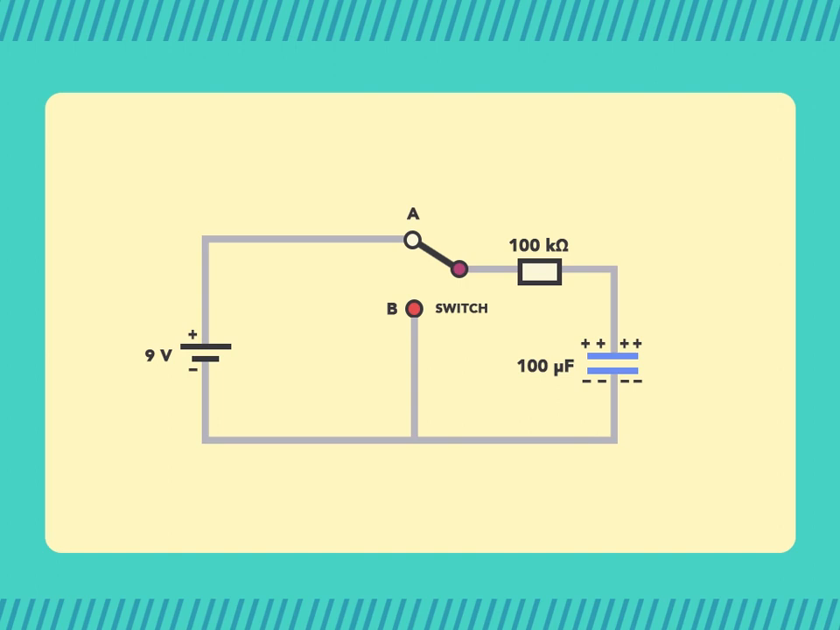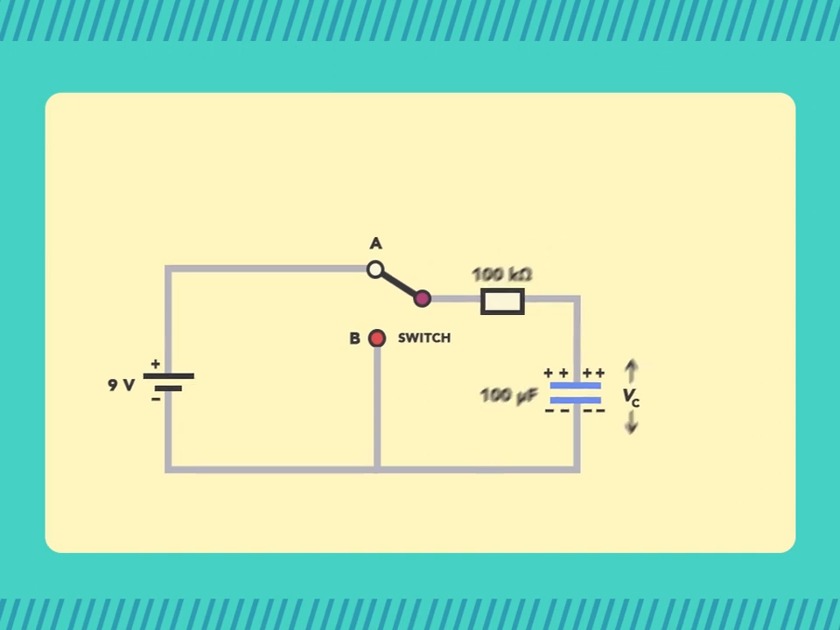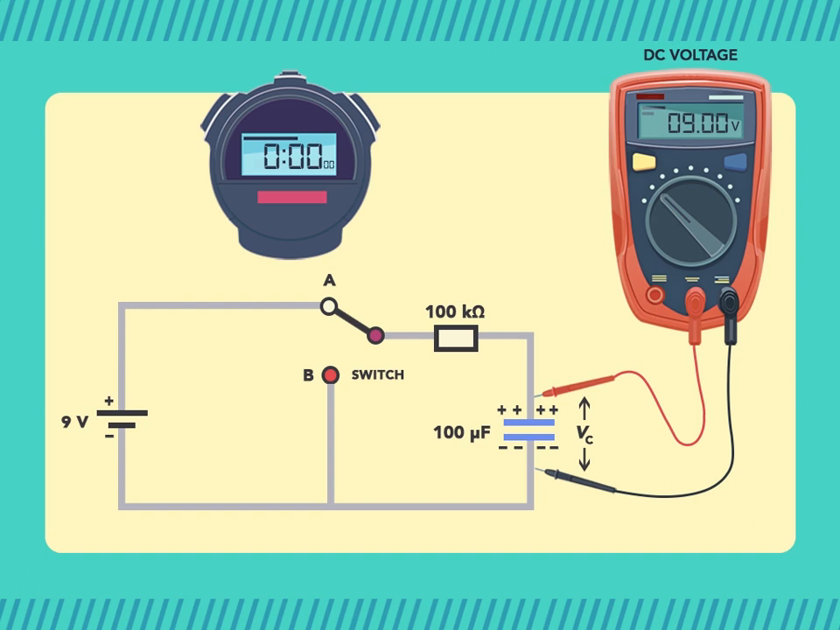To understand what the time constant can tell us about the discharging time, let's measure the voltage across the capacitor Vc at intervals of tau. To do so, we use a stopwatch and a multimeter.